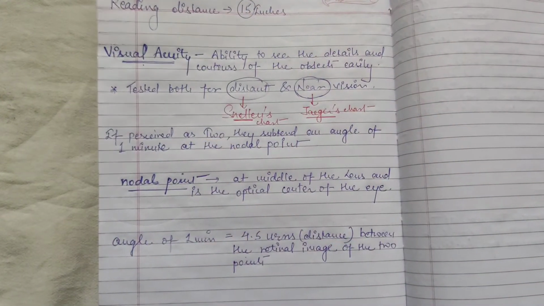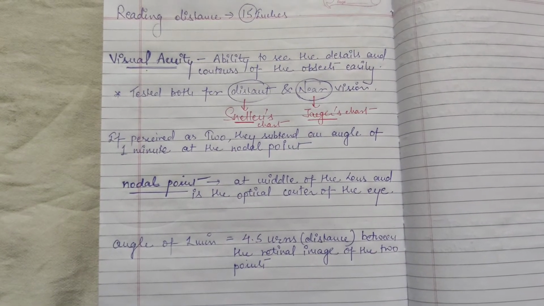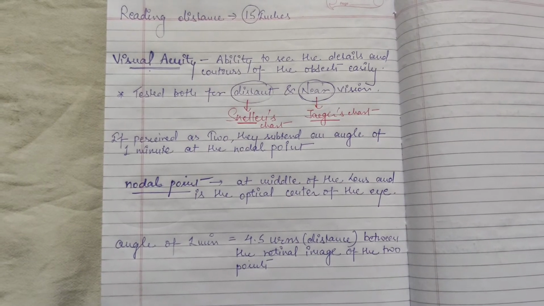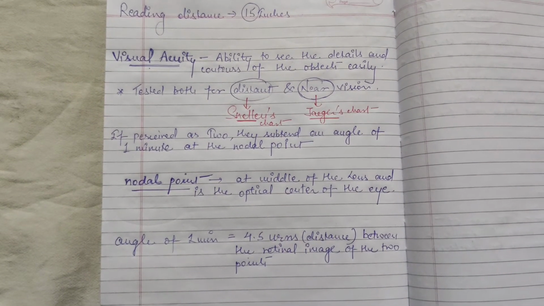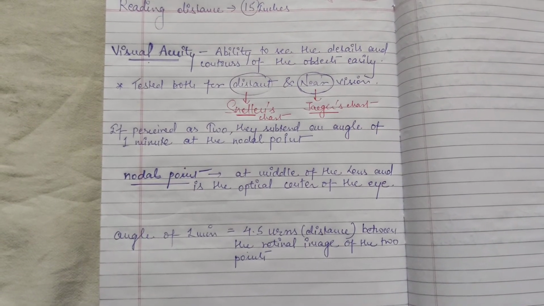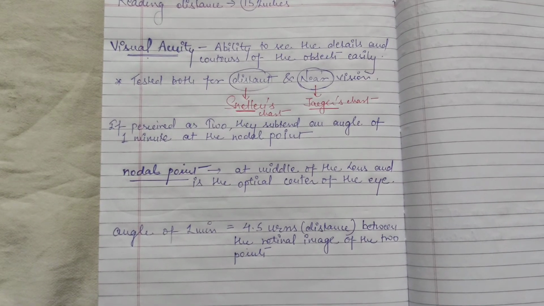What is visual acuity? Visual acuity is the ability to see the details and contours of the object easily. Visual acuity is tested both for distant and near vision. Distant vision is tested with the help of Snellen's chart, while near vision is tested with the help of Jaggers chart. If perceived as 2, they subtend an angle of 1 minute at the nodal point. This angle of 1 minute is also called visual angle.